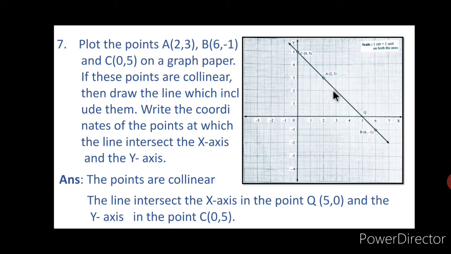This line intersects the x-axis at this point, and the coordinates of this point Q are 5, 0. And where this line intersects the y-axis, you can see the coordinates are 0 and 5.